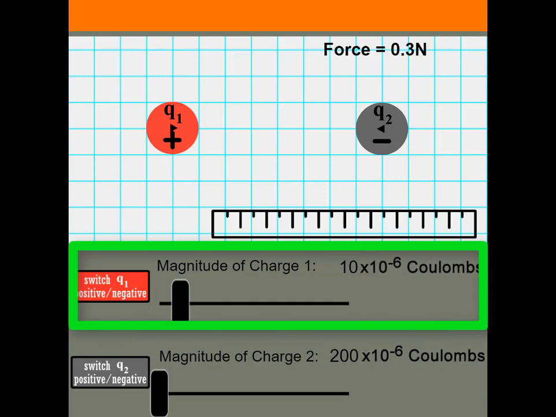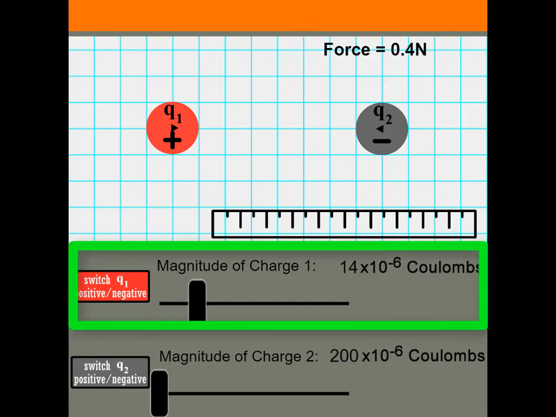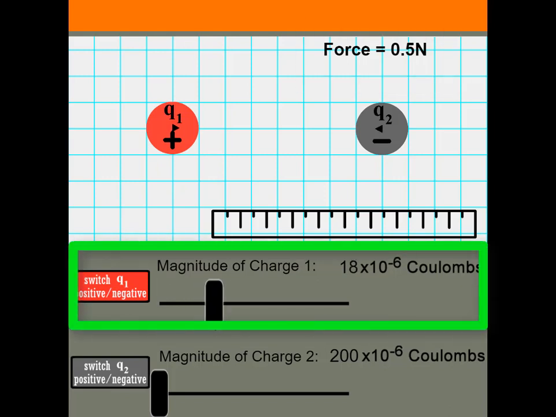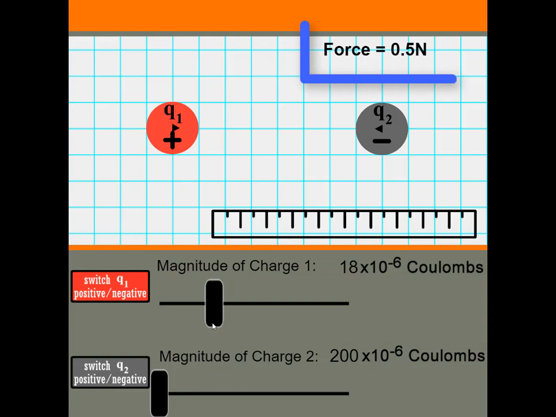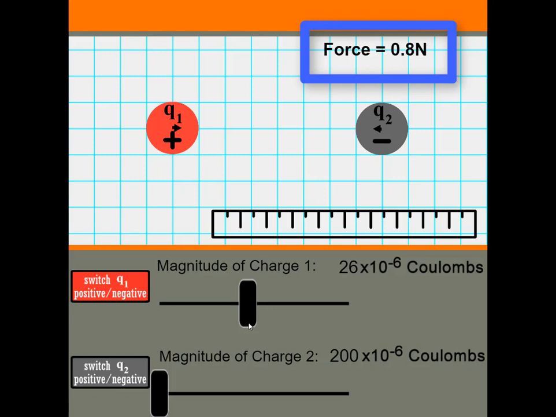10 times 10 to the power minus 6 coulombs, 0,3 newtons. 14 times 10 to the power minus 6 coulombs, 0,4 newtons. 18 times 10 to the power minus 6 coulombs, 0,5 newtons. 22 times 10 to the power minus 6 coulombs, 0,7 newtons. 26 times 10 to the power minus 6 coulombs, 0,8 newtons.